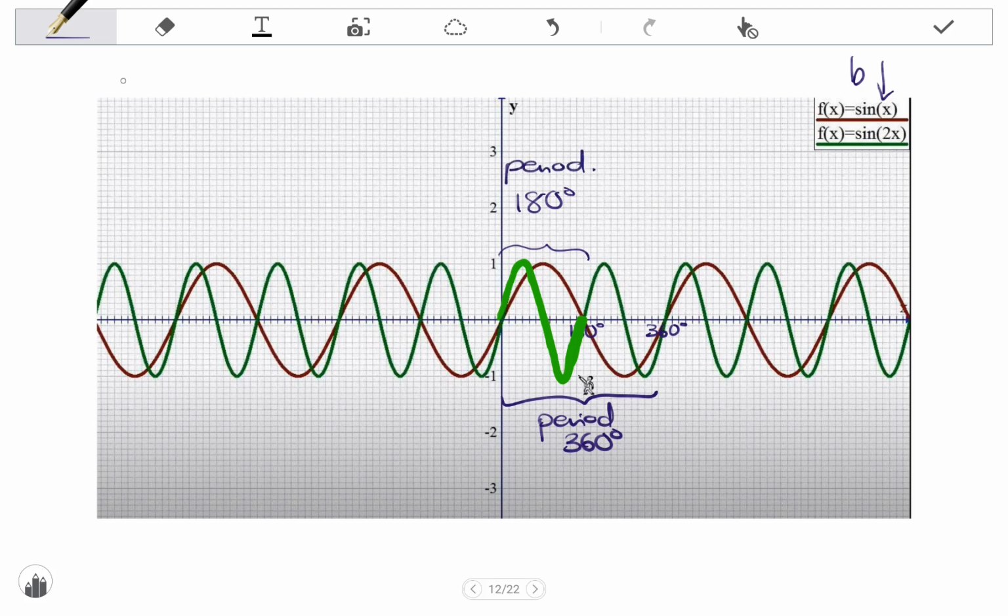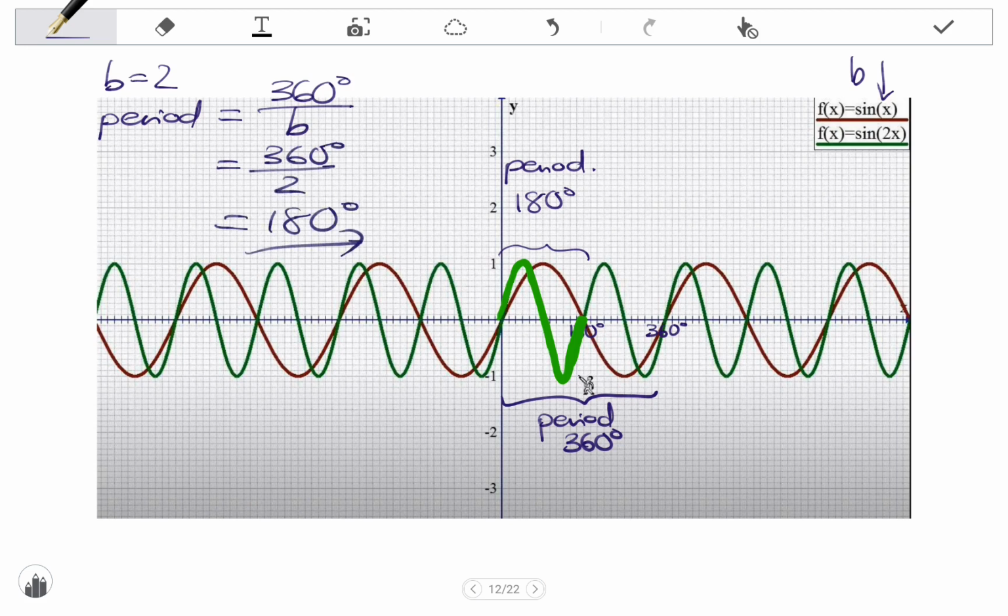Now remember that our B value is 2. If we work with the formula, the period is 360 degrees, because we're dealing with a sine graph, divided by B. So 360 degrees divided by 2 gives us a period of 180 degrees for our new graph. Notice that this change in period affects the x-intercepts.